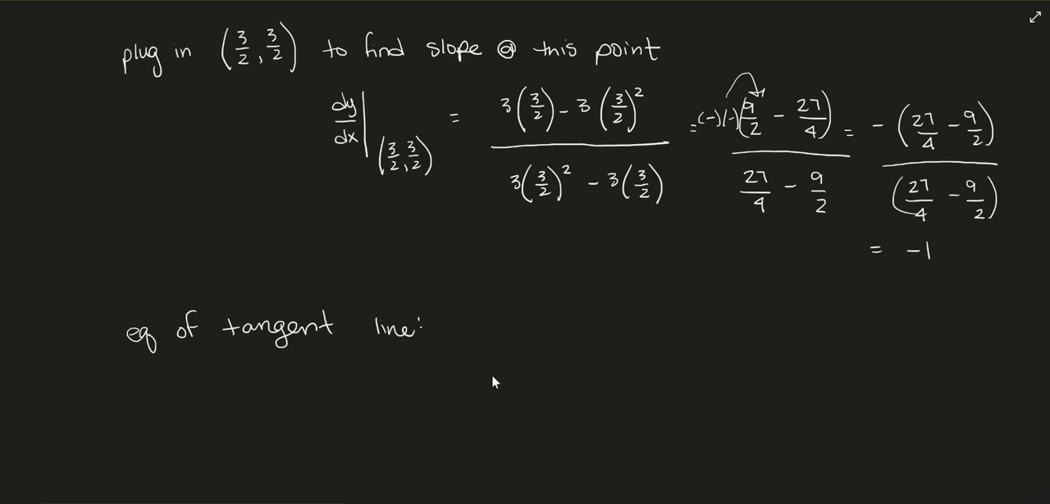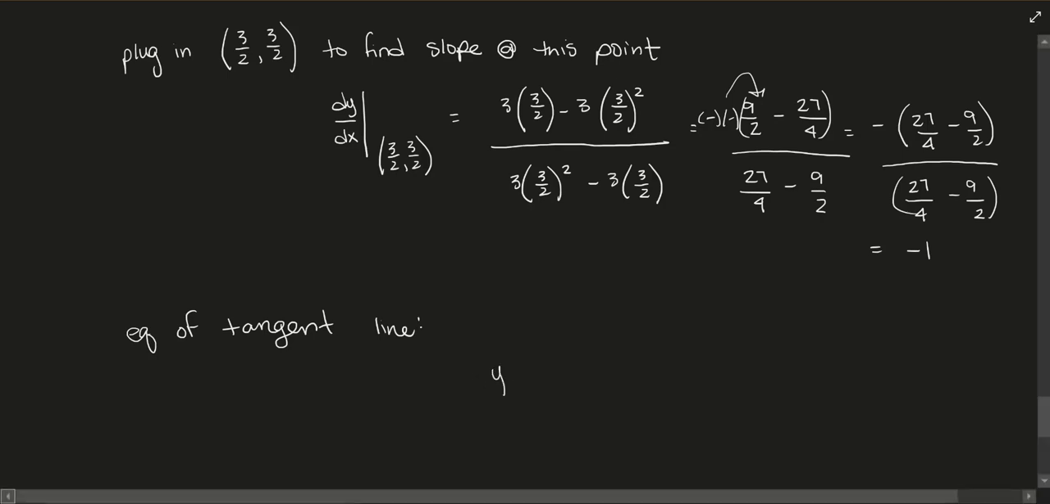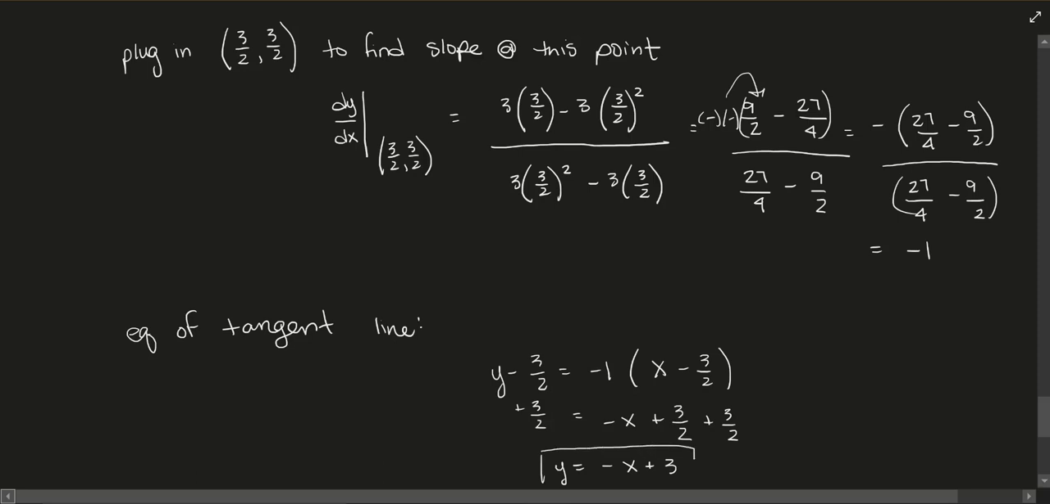Plugging our slope and our point into our point-slope formula, we get y minus 3/2 equals -1 times x minus 3/2. Multiplying out on the right-hand side, we have -x plus 3/2. We want y by itself, so let's add 3/2 to both sides of our equation to get our final answer of y equals -x plus 6/2, or 3. So the equation of our tangent line to that original equation looks like y equals -x plus 3.